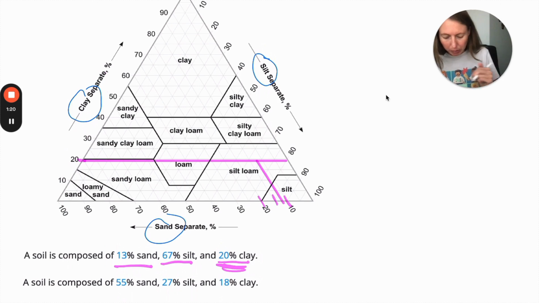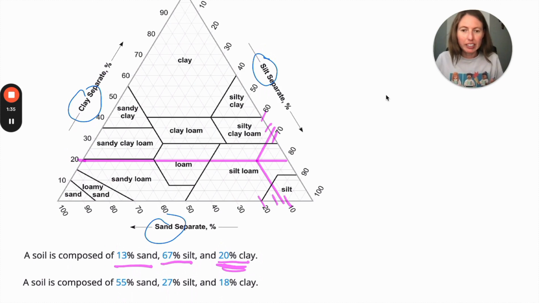And then we'll double check that silt is at the 67% and make sure that intersects. So there's 65, there's 70, 65 right between them. So 67% will go right here. And that should always happen.